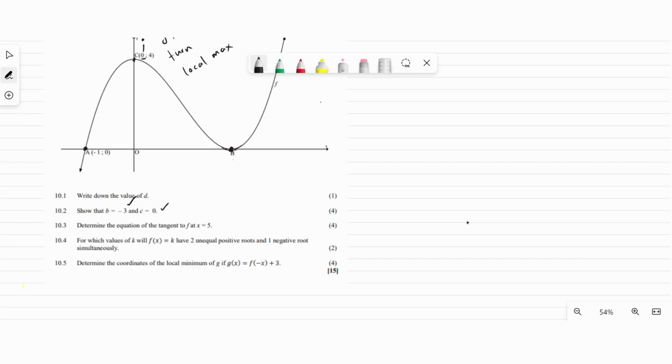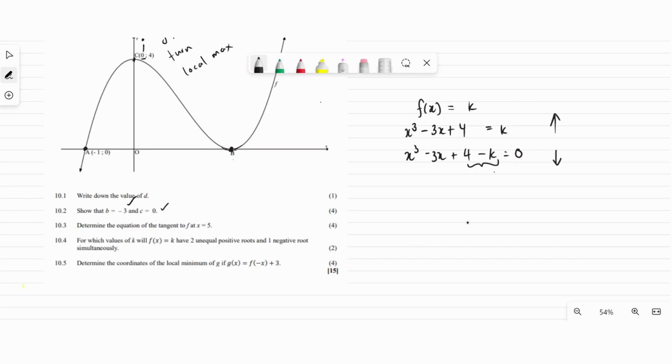Another part that we need to understand is how k affects the graph. We have f of x equals k. Let me write the function: f of x is x cubed minus 3x plus 4, which is equal to k. If I take the k to the other side, I get this minus k is equal to 0. So k basically affects the graph going up and down, right? K is the vertical shift. That's what k is.